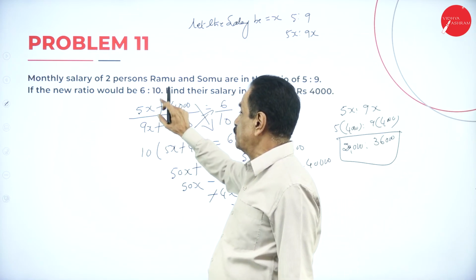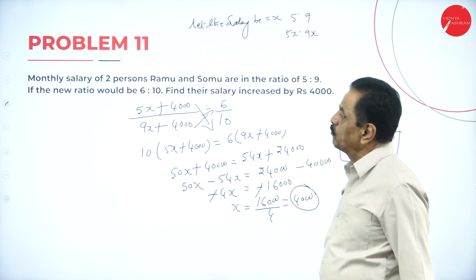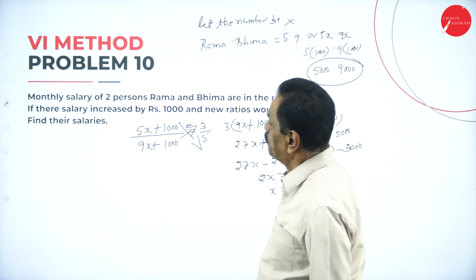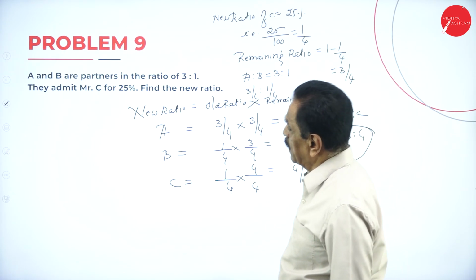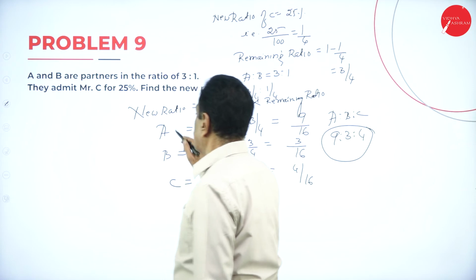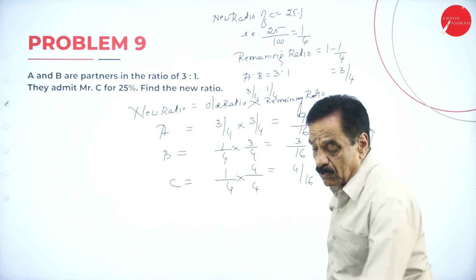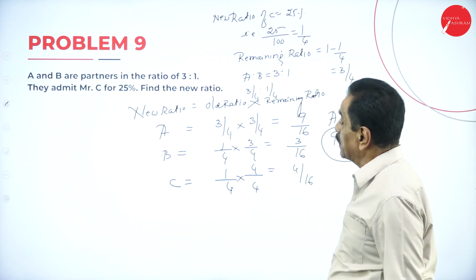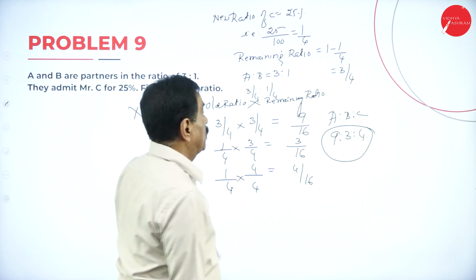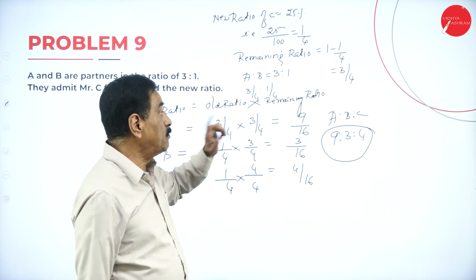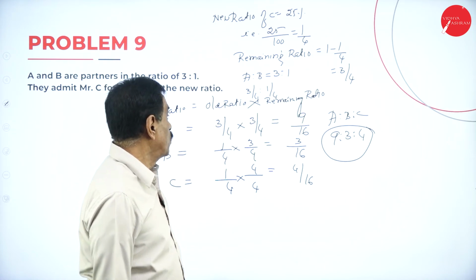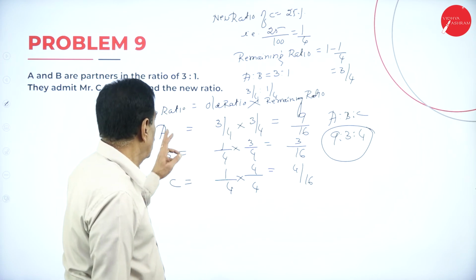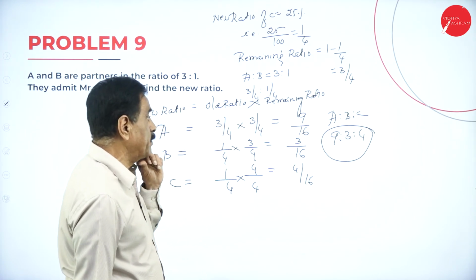In the ratio of 6 to 10, 6 by 10. Hope you understand. We have followed everything here. Monthly salary. Here now 25, this you must be careful. New ratio is equal to old ratio multiplied by remaining ratio. So 1/4, 1 minus 1/4 is 3 by 4th. New ratio is equal to 3 by 4, 1 by 4. New ratio is old ratio into remaining ratio.